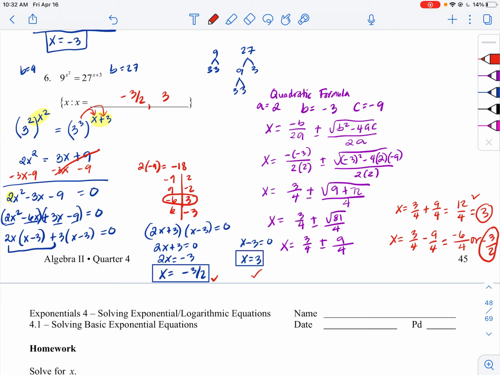So whenever you feel like, oh, my A value is weird, my A value has a 2, has a 3, I'm going to do the quadratic formula. Okay? And there you have it. That's how you solve basic, and I said basic, basic quadratic equations.